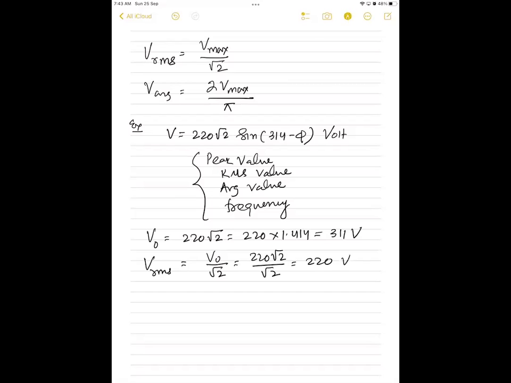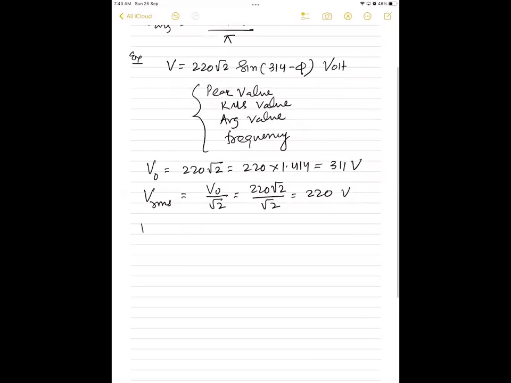Then V average is equal to 2Vmax by pi. So 2 by pi into 311 is equal to 198.17 volt. Correct. And what is the place of omega? Sine omega t minus phi.